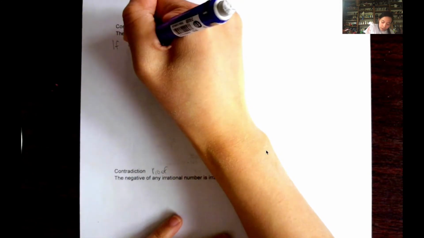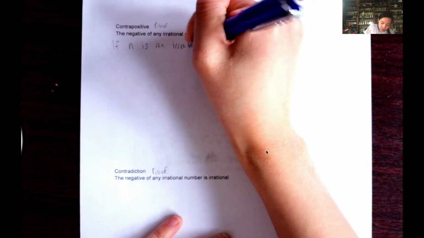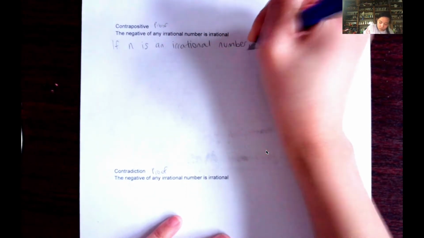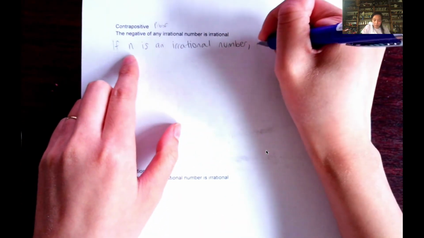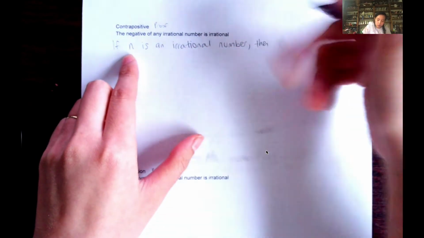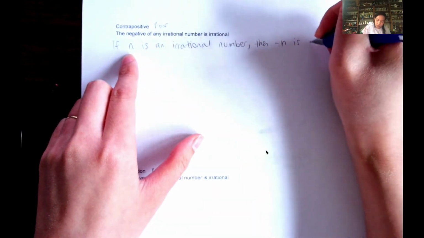So I could introduce that by saying if n is an irrational number, then the negative of n, so then negative n is also irrational.